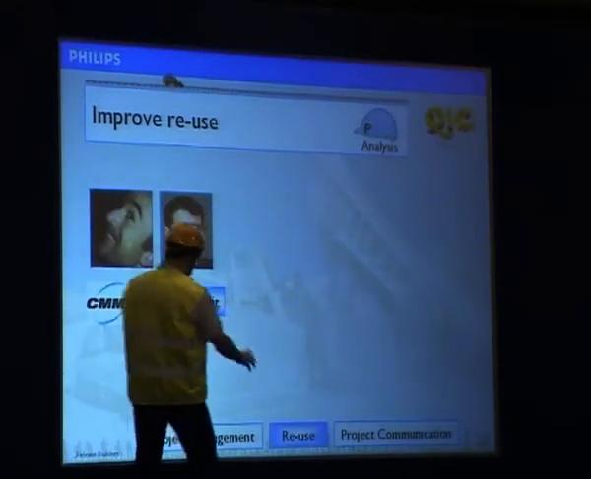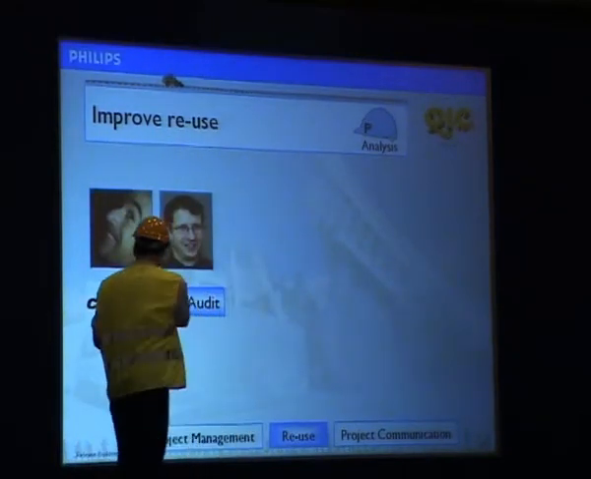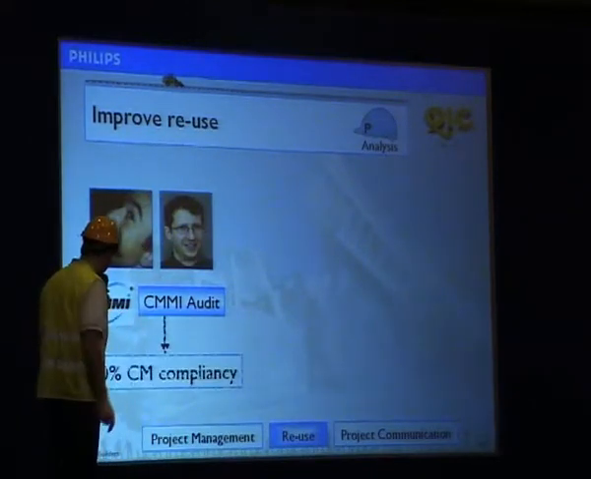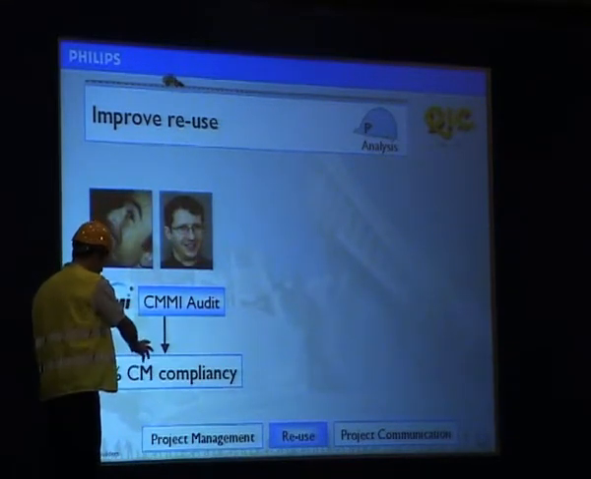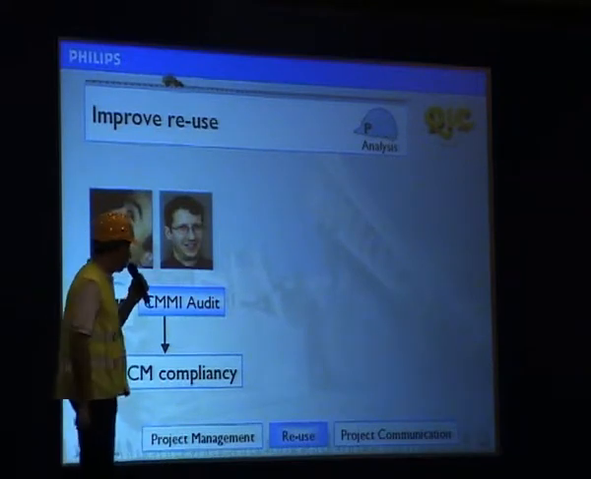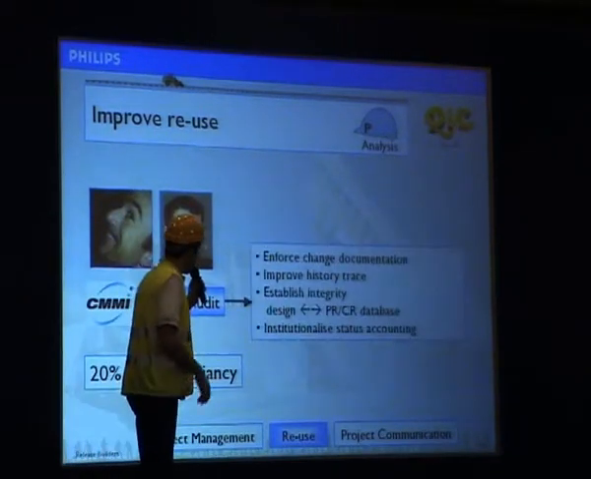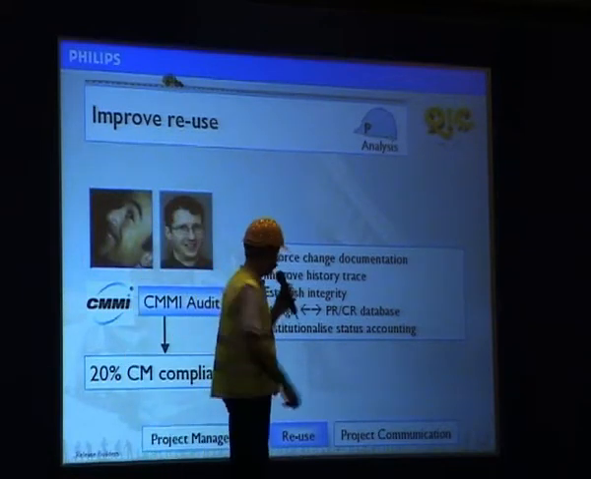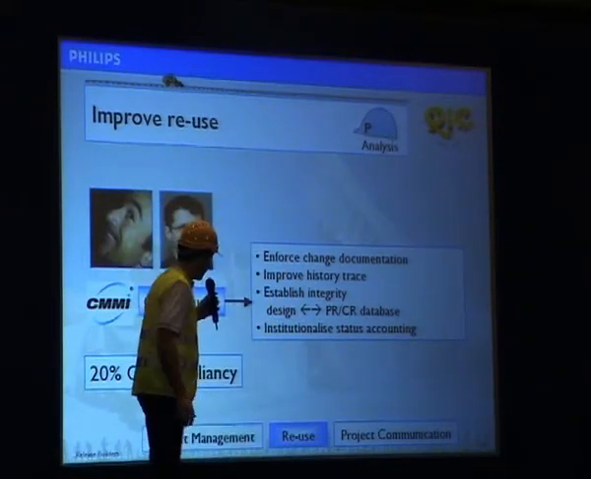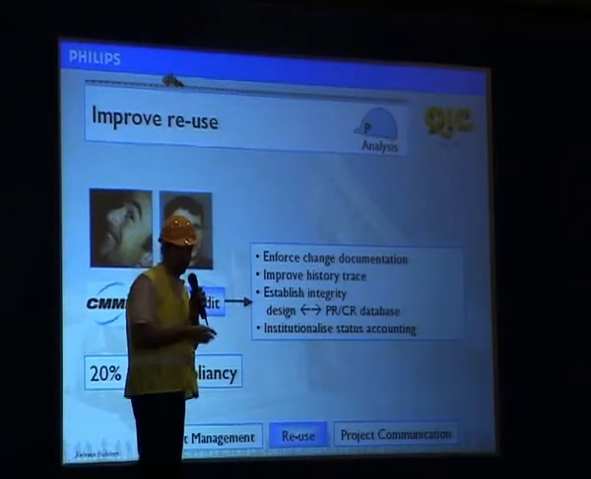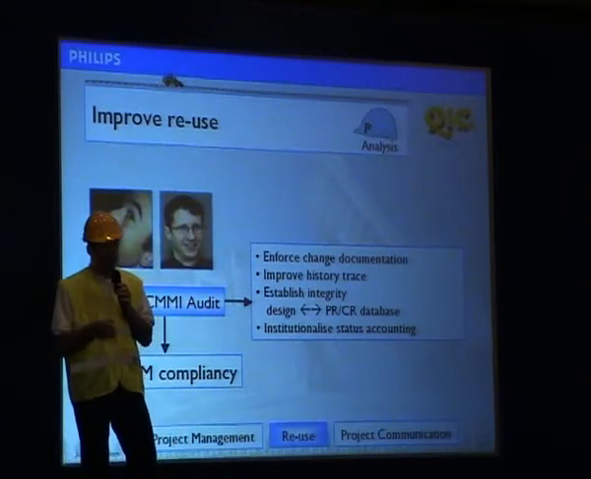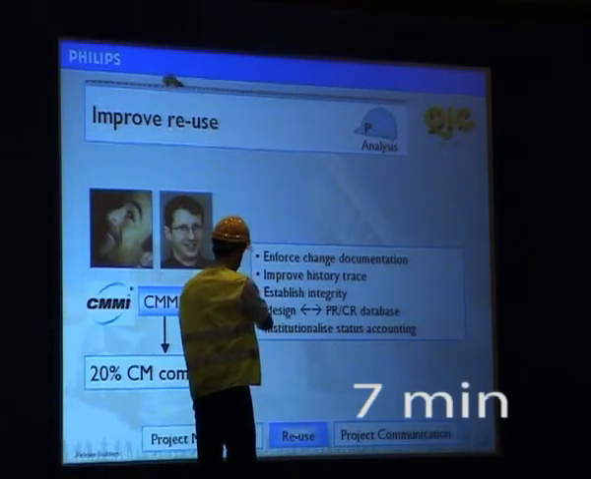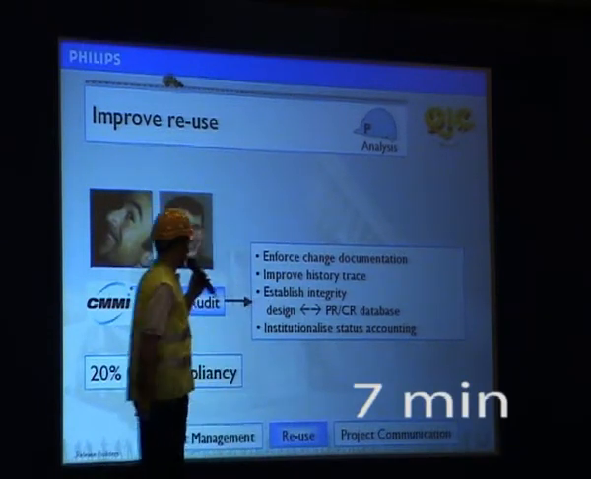For reuse, we addressed the CMMI quality audit, and we realized that we were not complying very much with respect to configuration management, and the potential improvements were, for instance, enforcing change documentation, improving history trace, establishing the integrity between the design and the problem report and change request database, and, for instance, institutionalized status accounting.